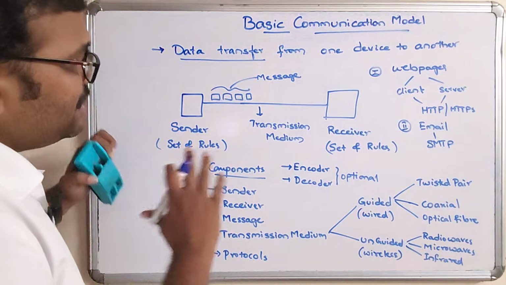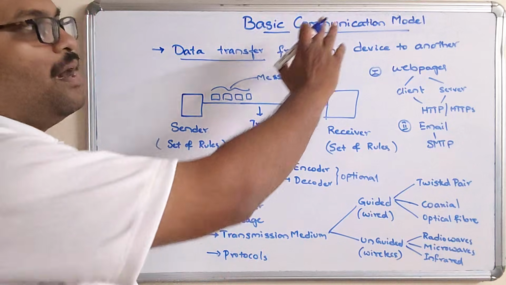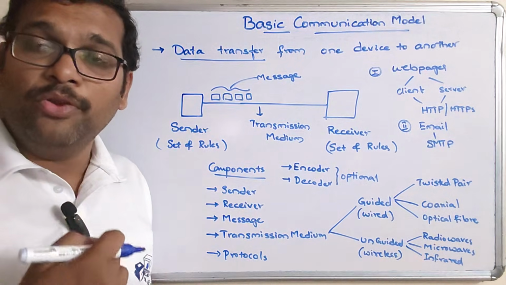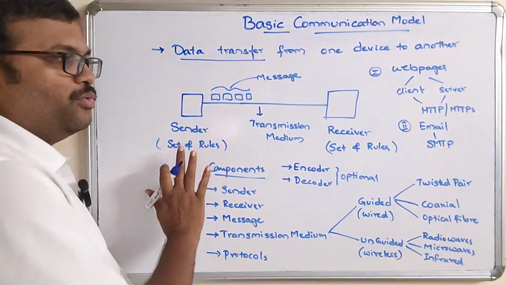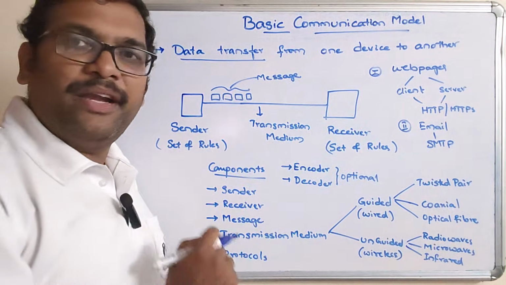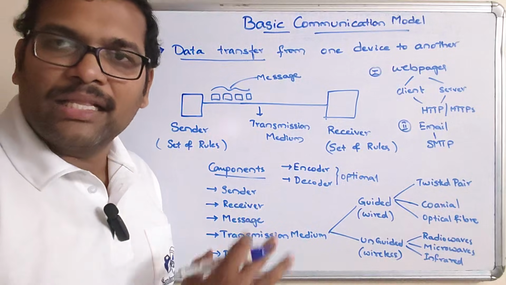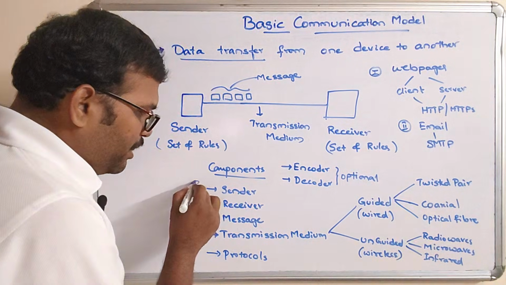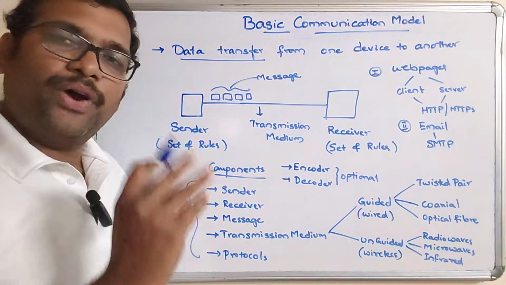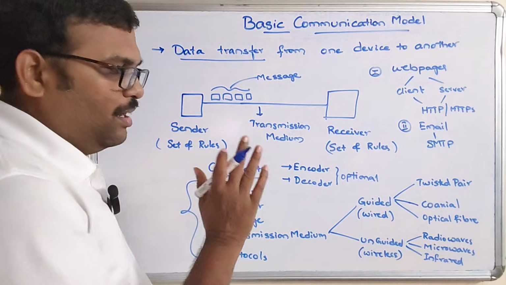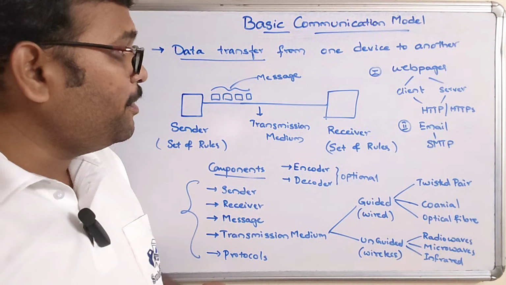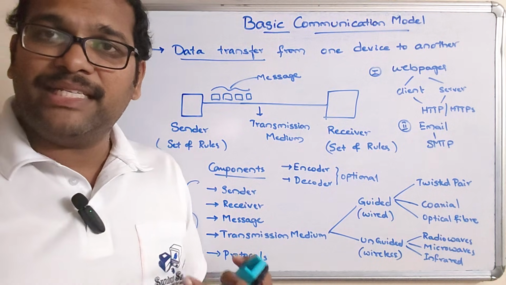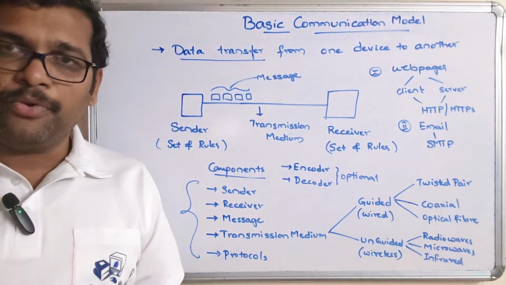So this is the complete basic communication model. In order to communicate between two devices, these are the different components, and by using these components the data will be transmitted from one device to another device. It is mandatory to have all these five components, and these two are the optional components. Right, so let's stop here, and I hope you understood the basic communication model in computer networks.